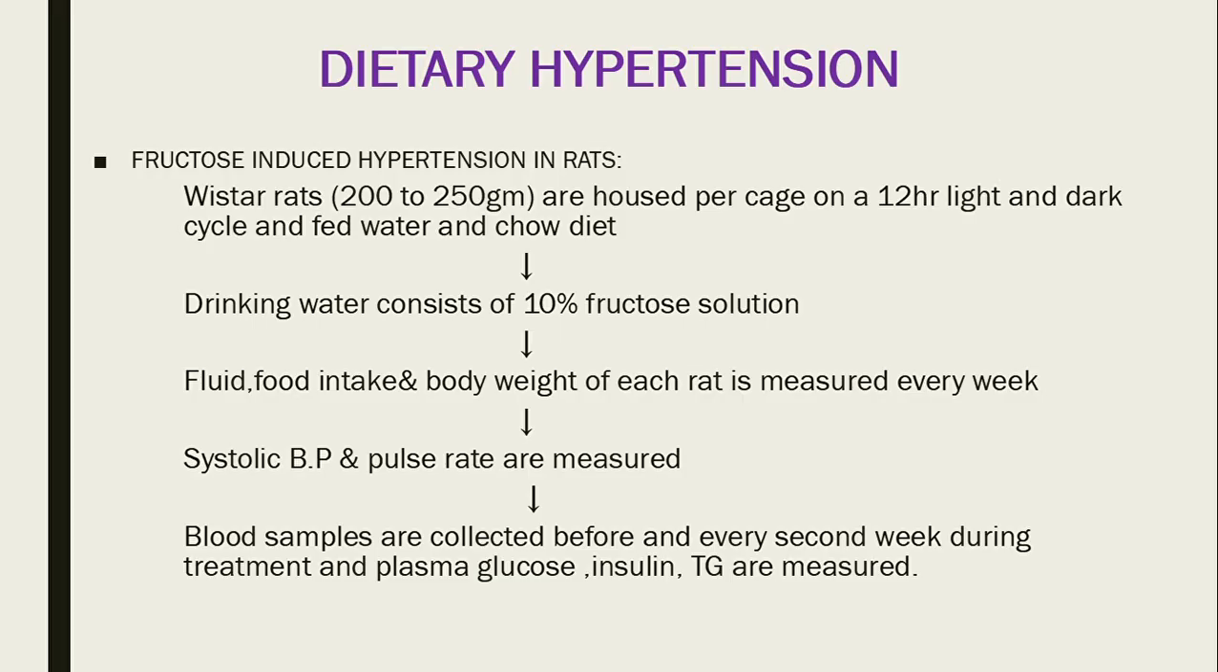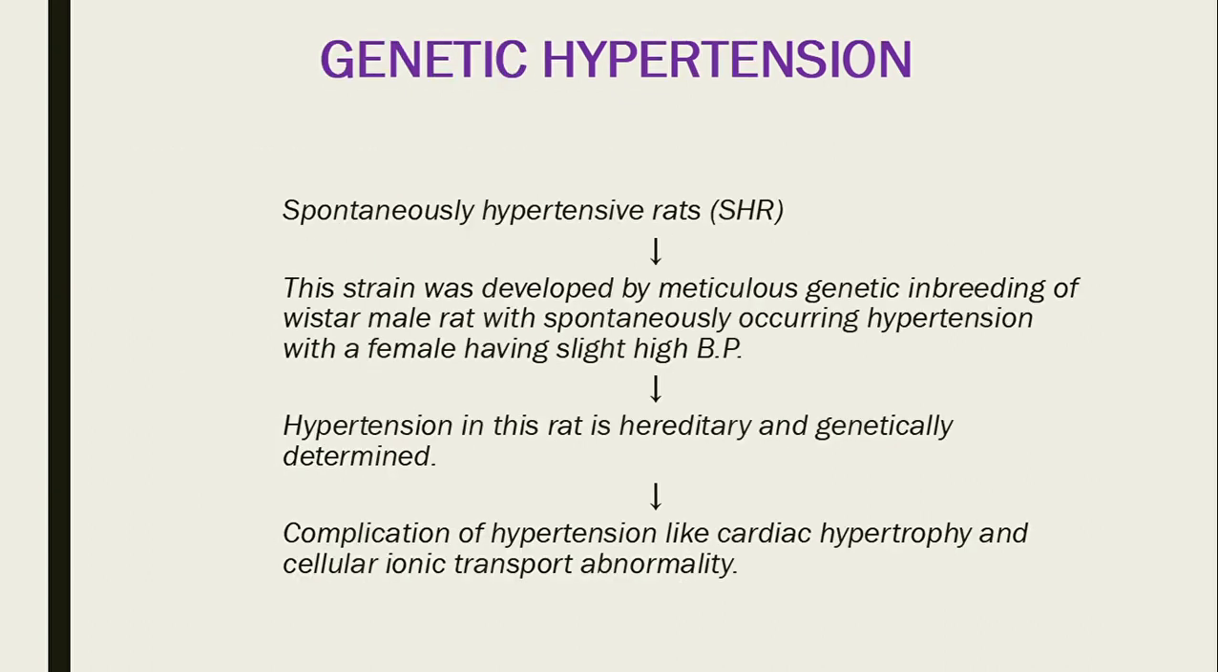Systolic blood pressure and pulse rate are measured. Blood samples are collected before and every second week during treatment, and plasma glucose, insulin, and TG (triglycerides) are measured. Then another method is genetic hypertension.